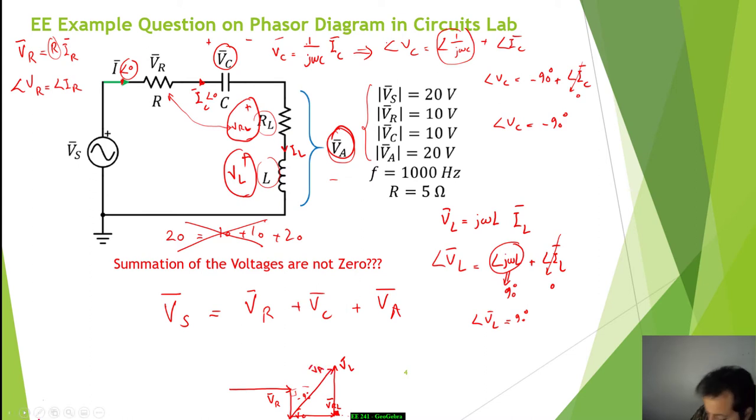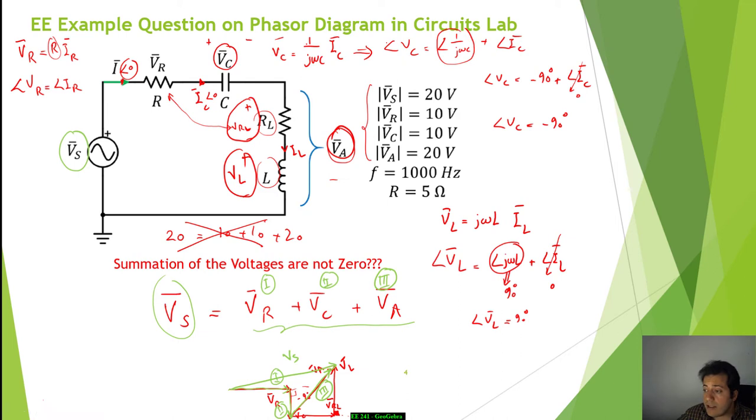Now my question is, what is VS? Well, VS is nothing but the summation of these three vectors. The first vector was this, VR. The second vector is VC. The third vector is VA. As I have here, VR, VC, VA. So I go this way, and that's my VS.